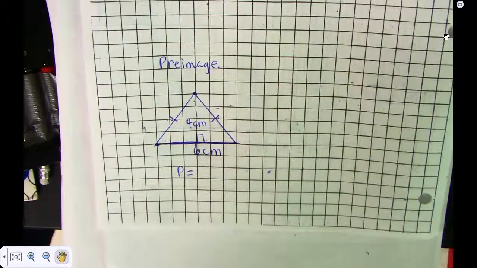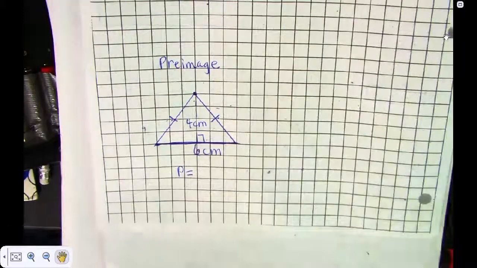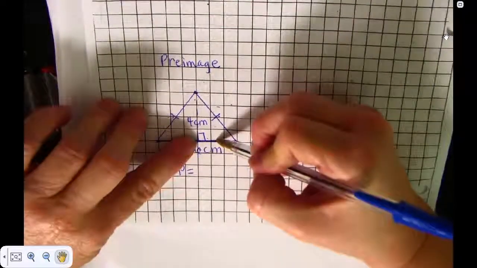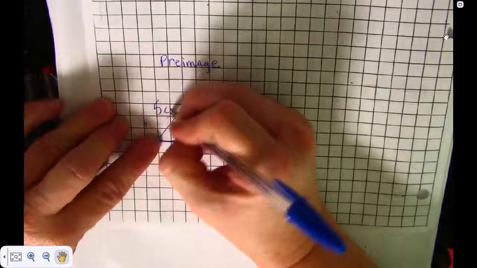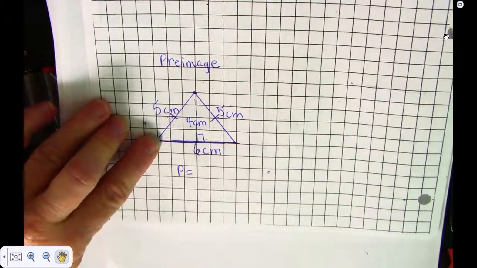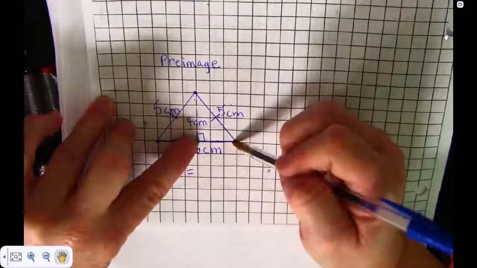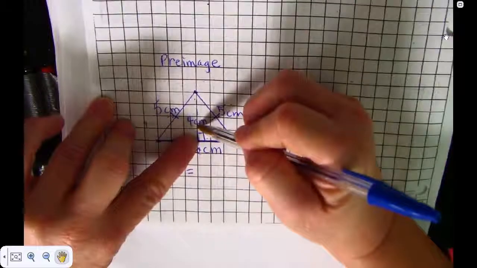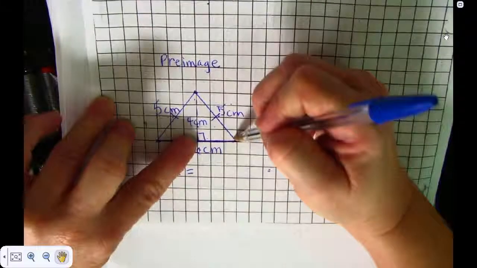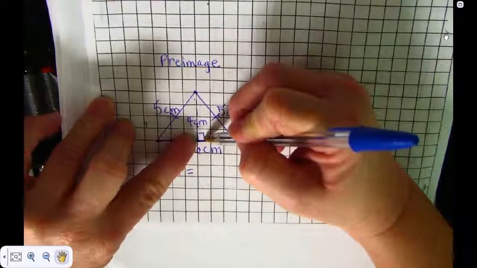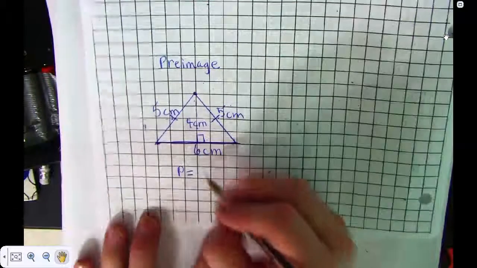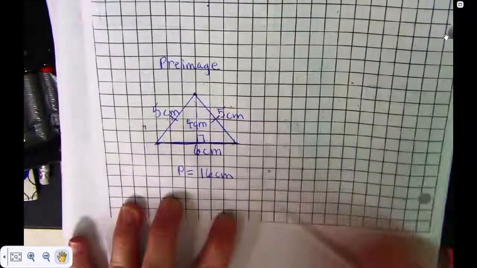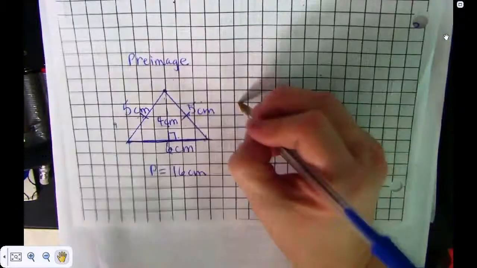I've talked to welders and all. They use it every day. Every single day, the 3, 4, 5 rule. Half of 6 is 3. This is 4. So that's got to be 5. If one side's 3, the other side's 4, then that side has to be 5 if that's a right angle. And it is. So now you can tell me the perimeter, which is 16 centimeters. Good job. And you don't need to worry about that.